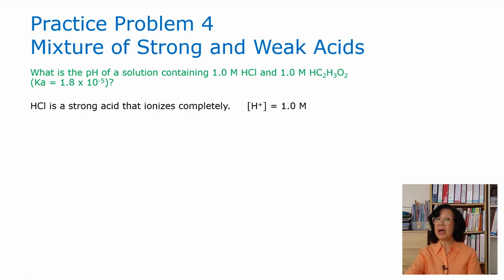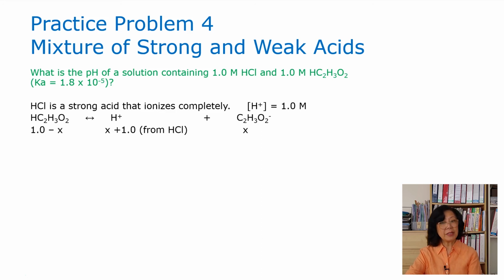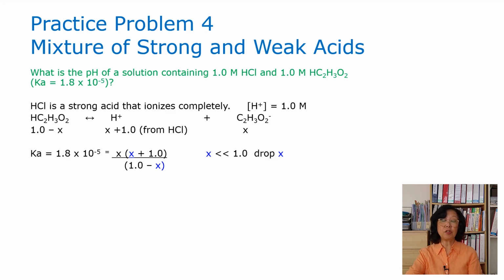HCl is a strong acid that ionizes completely. Hydrogen ion is 1.0 molar, but with acetic acid, we have to go to equilibrium to solve it. Notice that for the hydrogen ion in acetic acid, now we have to add 1.0 molar to it because we got a carry down from the hydrochloric acid in the same beaker. Now using Ka of 1.8 times 10 to the minus 5, we set up the ratio and drop the X from the expression because 10 to the minus 5 is a relatively small dissociation. And so now the hydrogen ion concentration from acetic acid is actually 1.8 times 10 to the minus 5 molar.